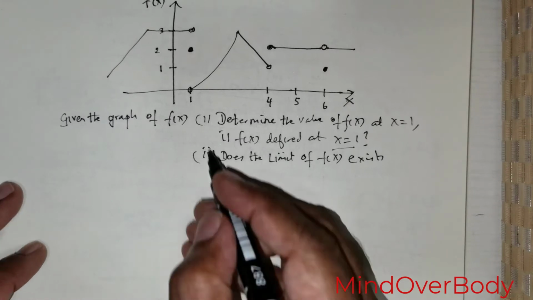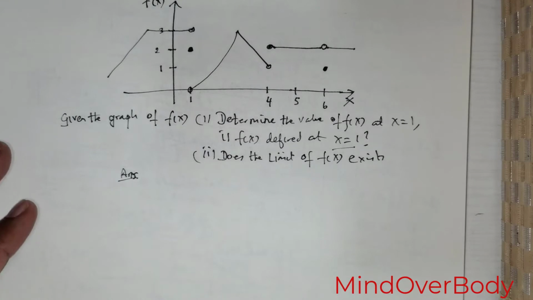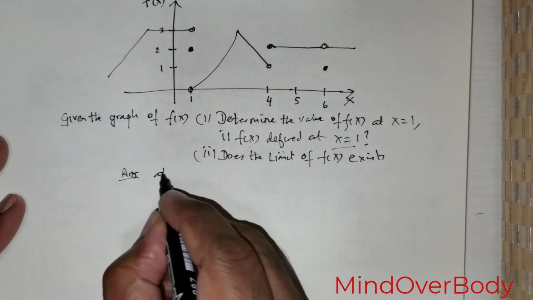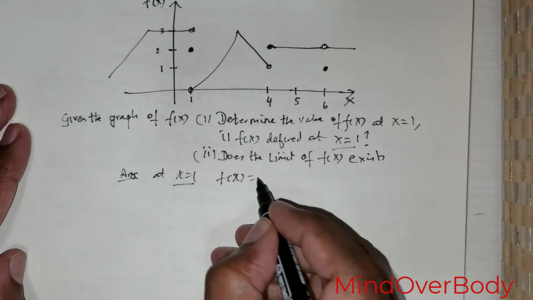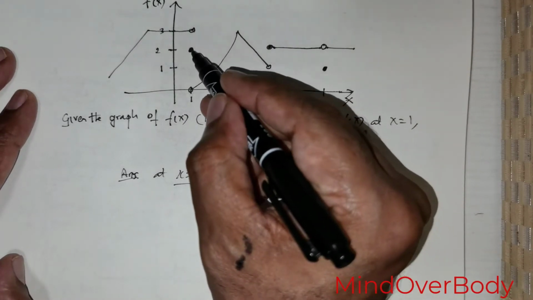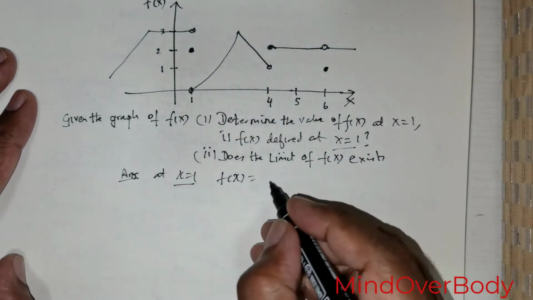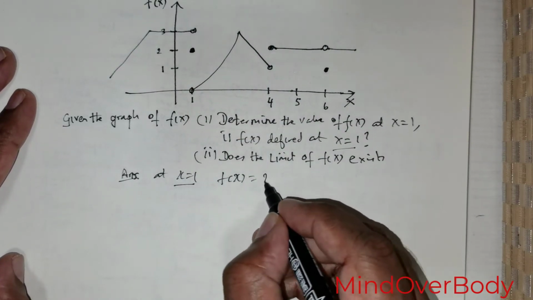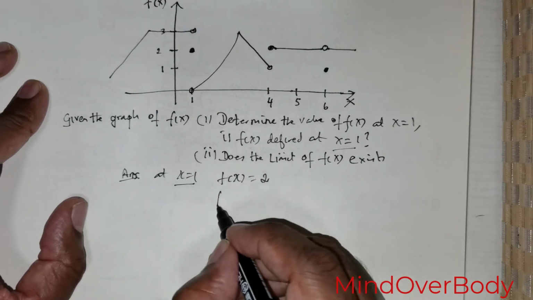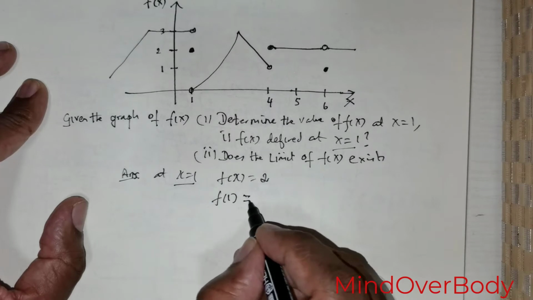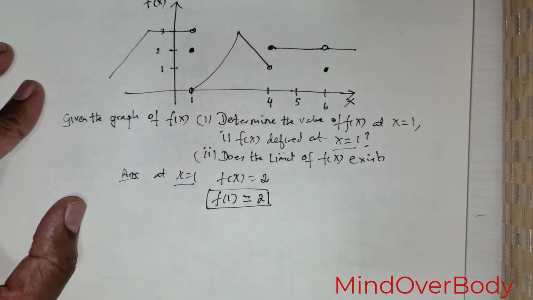So step number 1 at x is equal to 1, so let me just write here as the answer. Now at x is equal to 1, what happens? F of x is equal to what? At x is equal to 1, clearly you can see that the function takes the value 2. So at x is equal to 1, f of x is equal to 2. Probably I can just state it like this: f of 1 is equal to 2. So I can write that.